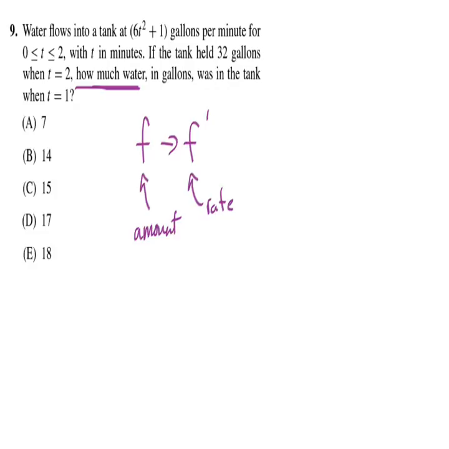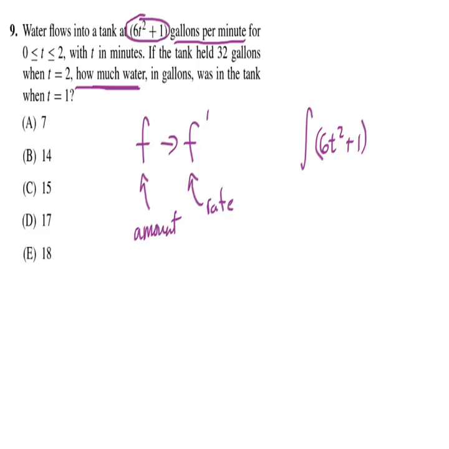So what we need here is an f function. We were not given an f function. This is called a rate function. It says gallons per minute. So what we can do is set up an integral, because an integral takes the antiderivative of the rate function, and that would give us an amount function.